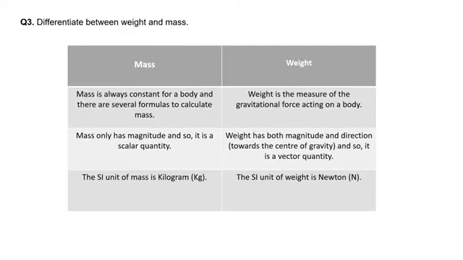Okay, difference between weight and mass, very important. Mass is always constant for a body and there are several formulas to calculate mass. And weight is the measure of the gravitational force acting on a body. We have already seen this. Mass only has magnitude, this is a scalar quantity. Weight has magnitude as well as direction, so it is a vector quantity. Unit of mass is kg and unit of weight is Newton. So we know that.